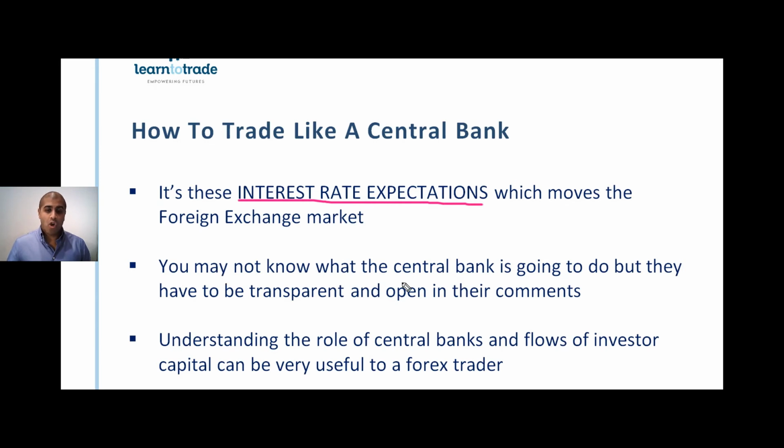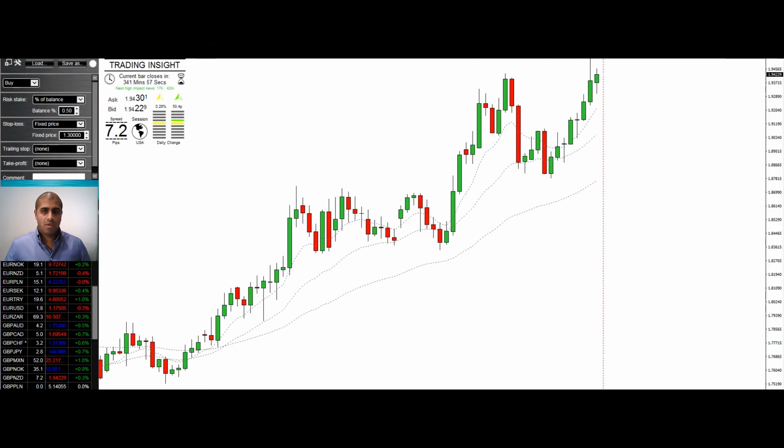Now, as I just said, we're not going to know what the central bank is going to do, but they have to be transparent and open in their comments. Understanding the role of these central banks and the flows of investor capital can be very useful for us as a Forex trader. Okay. So here I want to highlight British pound against the New Zealand dollar.